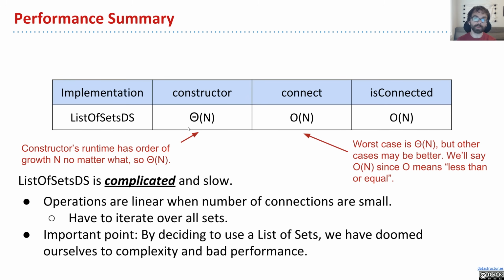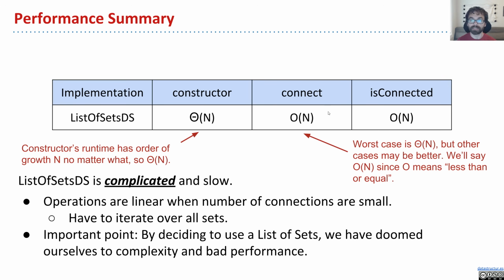So let's go through the runtime table, because we're going to keep adding rows to this table as we improve our data structure. And I'll say that the constructor for this list of sets approach is always going to have order of growth n no matter what. And I didn't prove that, but I'm saying it's theta n, and you can think of it this way. If I create a list, and then I create n sets and I add them to that list, that should be theta n.